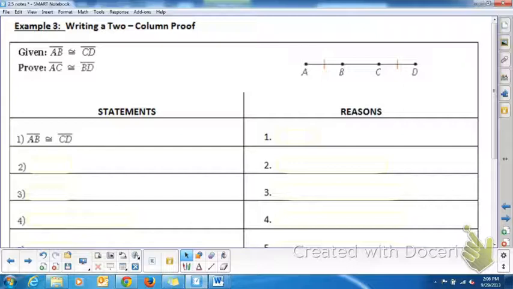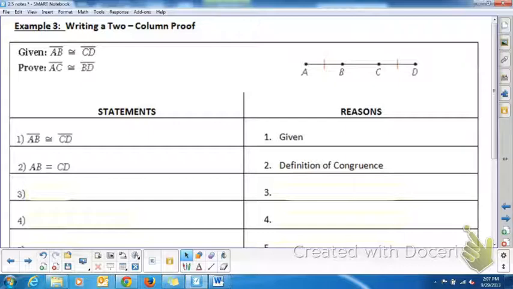Step 1, we would say that AB is congruent to CD. Why would we say that? Well, where did that come from? That was given to us. So our reason for this would be given. Step 2, if we know these two segments are congruent, then we can say we know they are equal. If segment AB is congruent to segment CD, then the next logical step is to say that they are equal. And this is the definition of congruence.